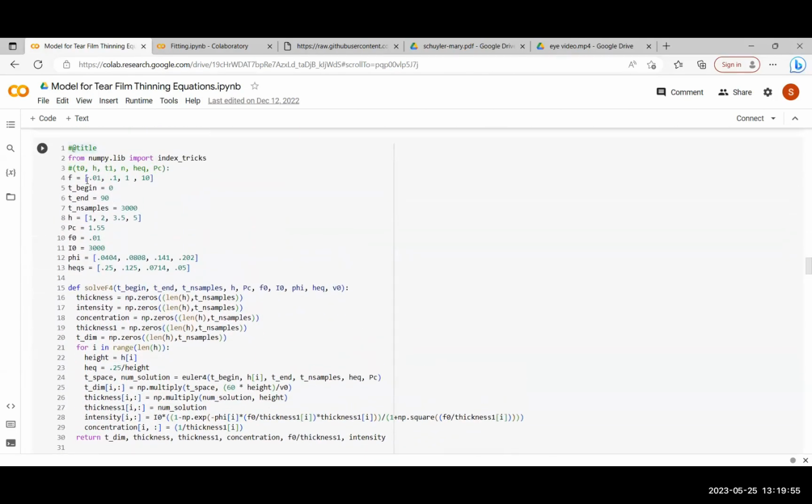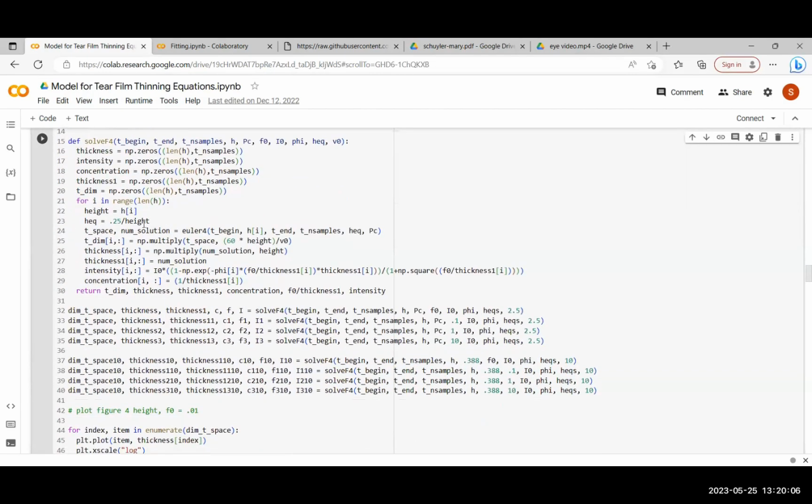And then in here we have this section up top. Those are just basically constants. A lot of them are biological constants, so I'm not going to explain those too much. And then we have this function called solve F4. Basically this ends up returning a dimensionalized time space, a non-dimensionalized thickness of the tear film over time, the solute concentration, the fluorescein concentration, and then the intensity over the whole trial.